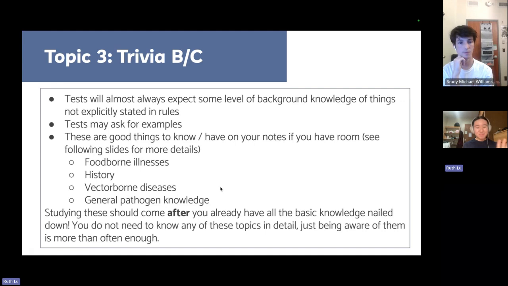So studying these shouldn't be your first priority. You should already know all the stuff we covered earlier and all the stuff on the rules first, all the definitions, the stuff on the SciOly wiki, that kind of stuff. You don't need to know any of these in detail. Usually you just need to know a little bit about them.